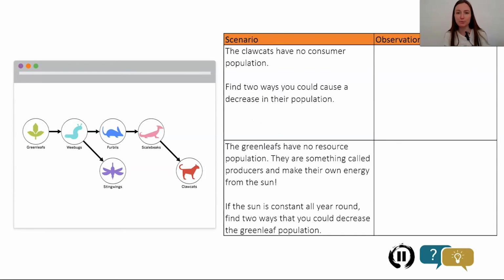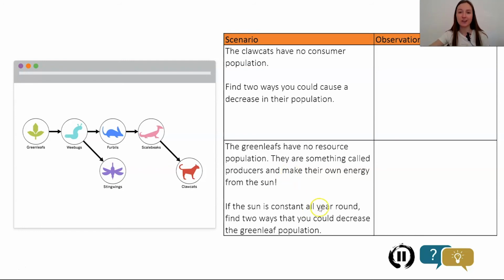Let's focus on 2 populations that don't have either a consumer or resource population or any competition. For example, the claw cats have no consumer population, so we cannot affect them by having them being eaten more. Let's see if we can find 2 ways that we can decrease their population by changing something else in the food web. The green leaves also have no resource population. They are something called producers, and they make their energy from the sun. We're going to learn about these in our matter and energy unit.